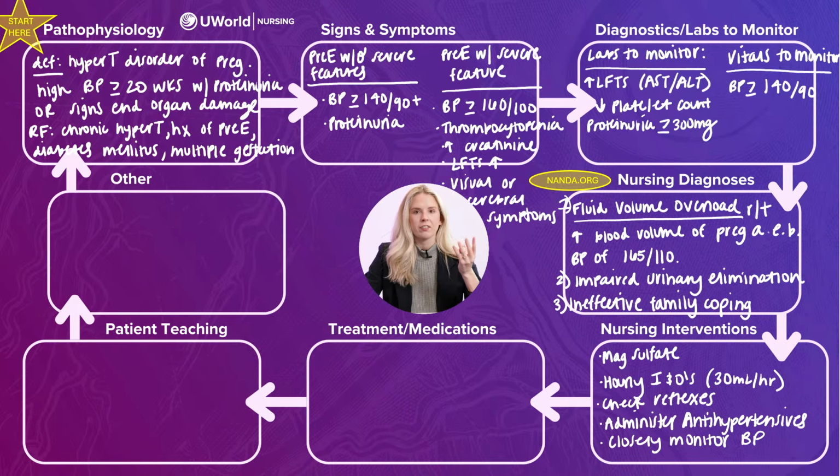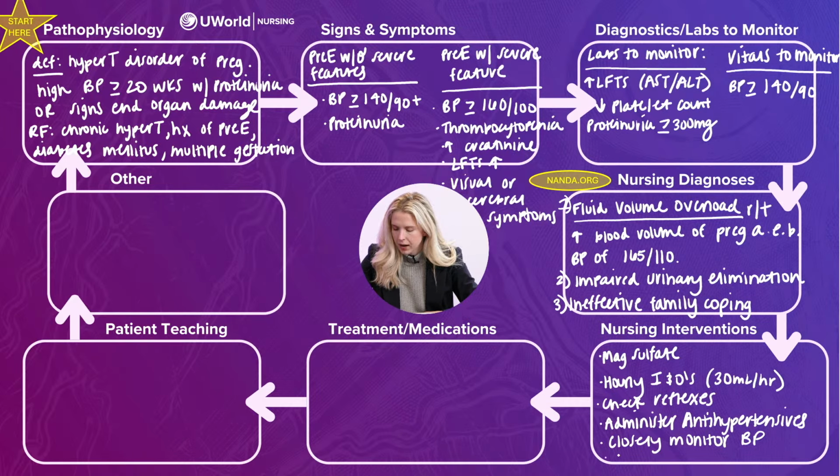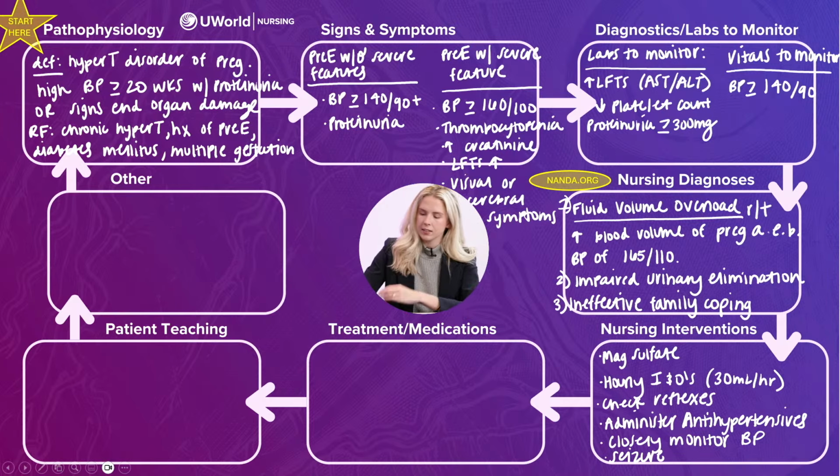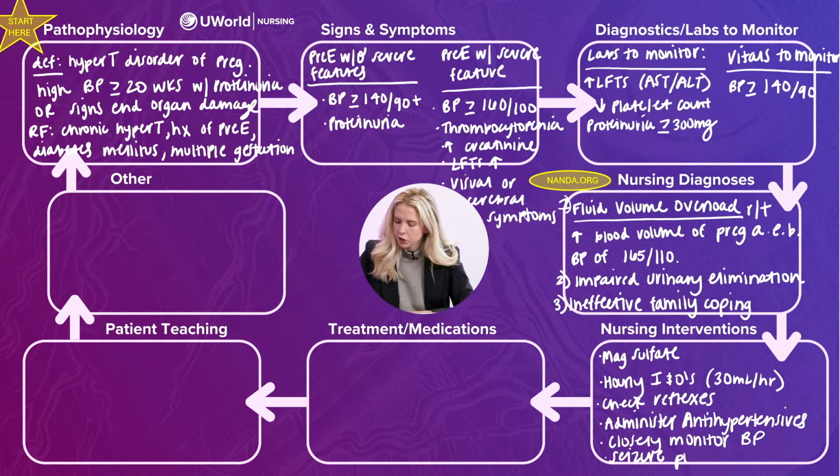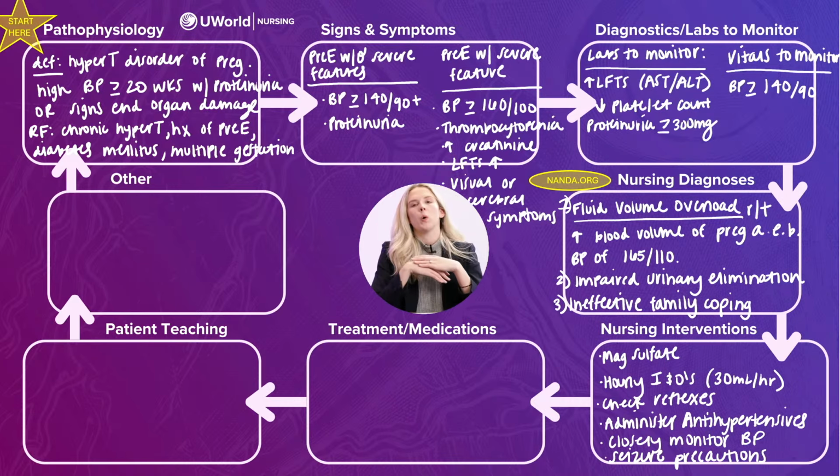And last but definitely not least, seizure precautions. So any client that's at risk for seizing, they're on a medication that's seizure prophylaxis, we have to enact our seizure precautions. So we are padding the side rails of the bed. We're removing anything that's sharp that could injure them if they were to seize. There should be no restrictive clothing.